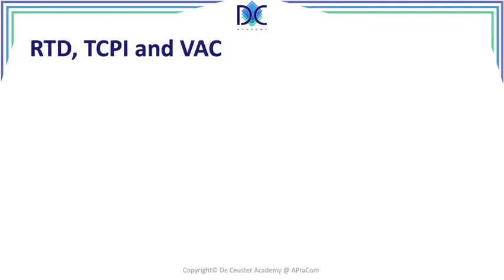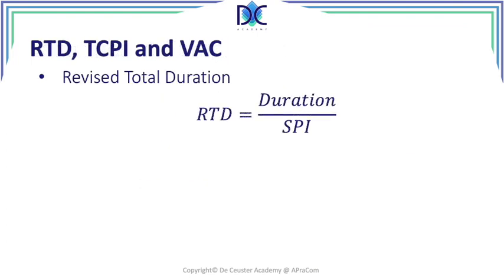Other parameters that are important: the revised total duration. We can calculate the revised total duration by dividing the duration by the SPI. It's an indication. Now, the best element to evaluate duration is to look at the Gantt chart.